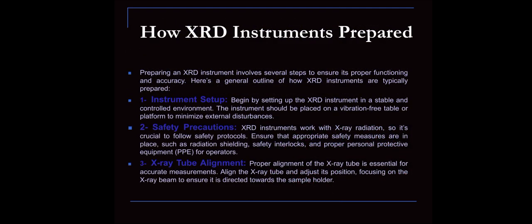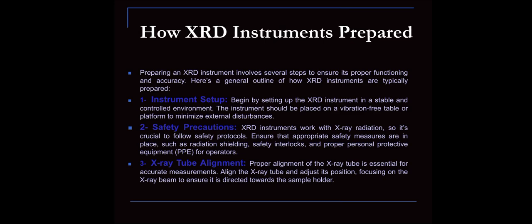How XRD instruments are prepared. Preparing an XRD instrument involves several steps to ensure its proper functioning and accuracy. Here is a general outline of how XRD instruments are typically prepared. First one, instrument setup. Begin by setting up the XRD instrument in a stable and controlled environment. The instrument should be placed on a vibration-free table or platform to minimize external disturbances. Two, safety precautions. XRD instruments work with X-ray radiation, so it is critical to follow safety protocols.